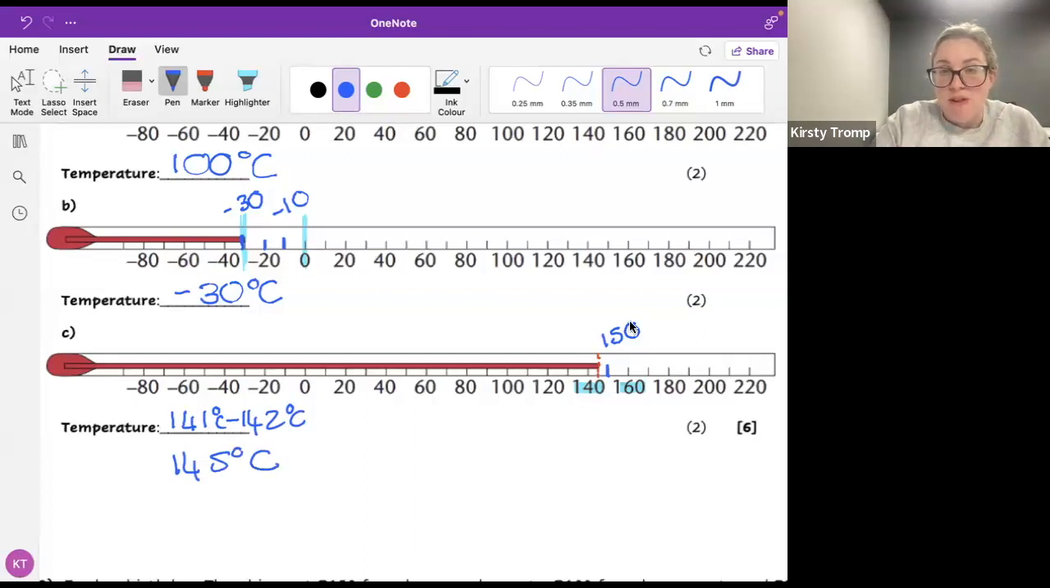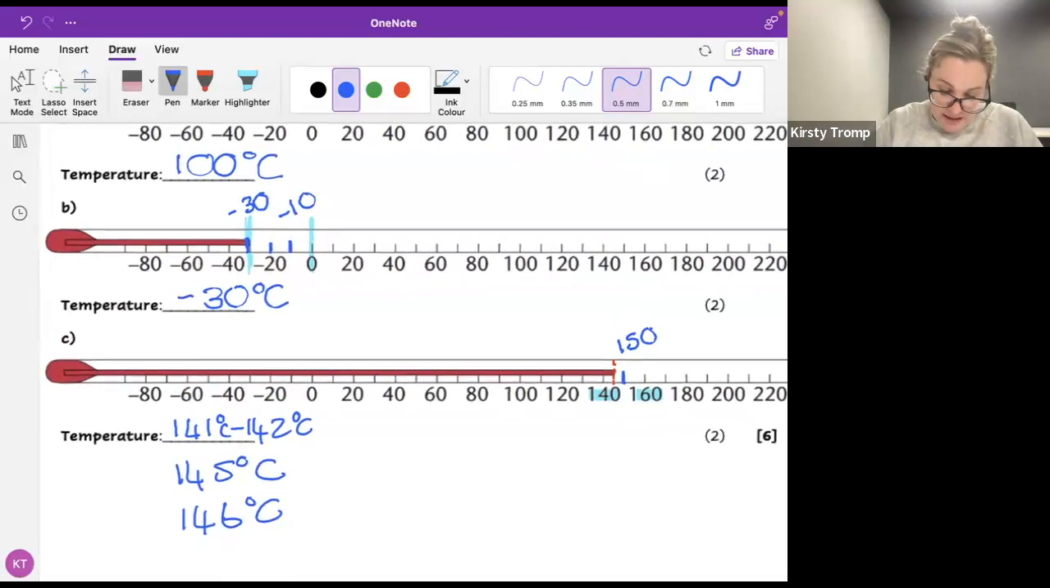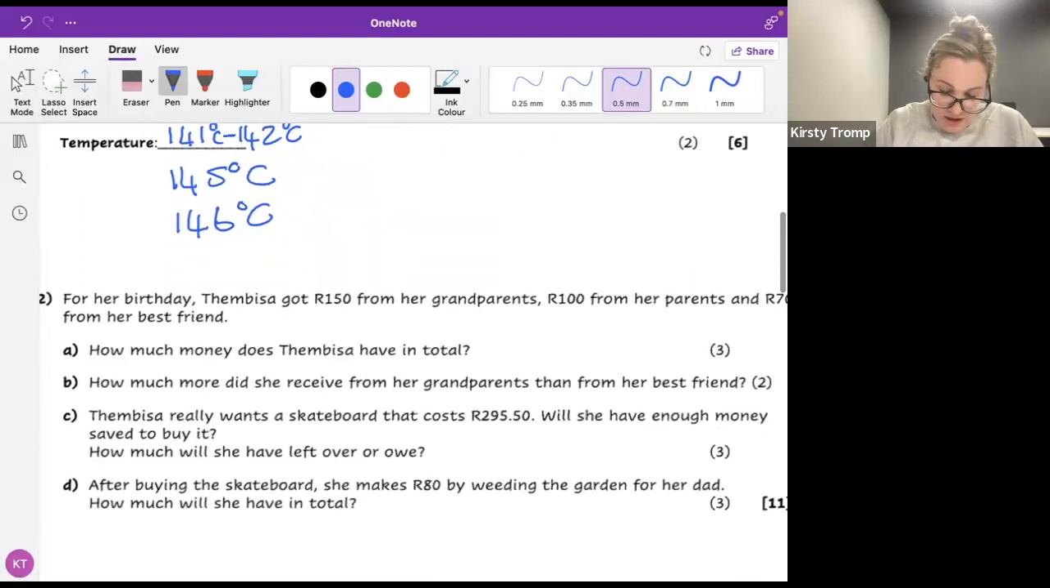Either answer I would be happy with. I wouldn't want to go any higher really than 145, to be honest with you guys, because that would be going a little bit over. I would probably accept 146 degrees Celsius maybe, but that's probably the highest that I would go. All right, I'm going to move this down for you guys, and we're going to have a look at the next question.